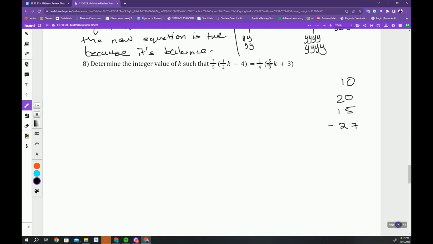is plug these in, you can even throw them in the calculator. If you simplify this side and this side by plugging in, let's say 10 for k, and both values are equal, that means that's the solution. But if you want to do it the long way, this is how it's done. Or this is one way. You could have done this many different ways to get to the solution.